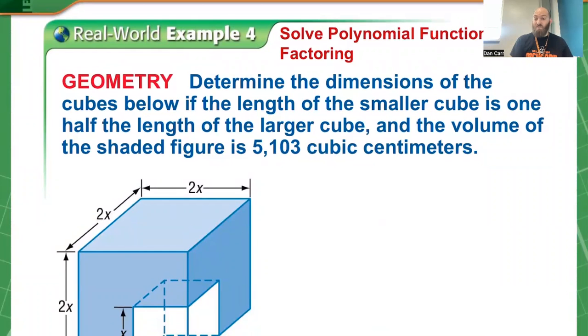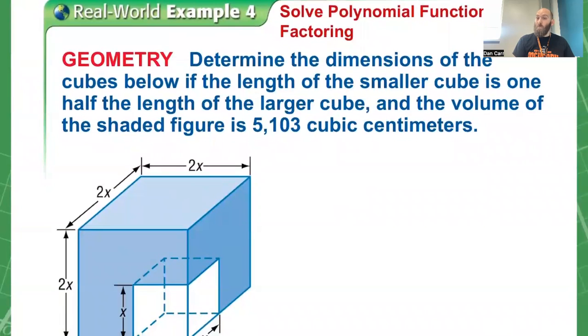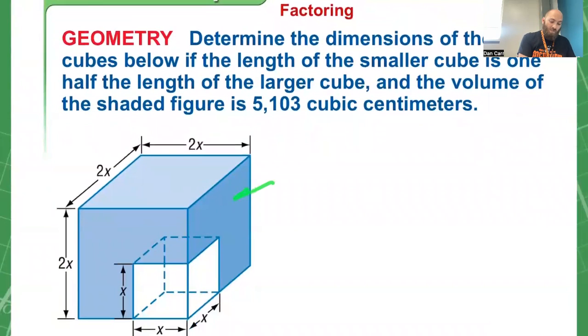It says here, determine the dimensions of the cubes below if the length of the smaller cube is 1/2 the length of the larger cube, and the volume of the shaded figure is 5,103 cubic centimeters. So just the shaded part right here is the 5,103. What we showed here is if we take the normal cube, which was 2x, 2x, and 2x, half of that is going to come out to x, x, and x.